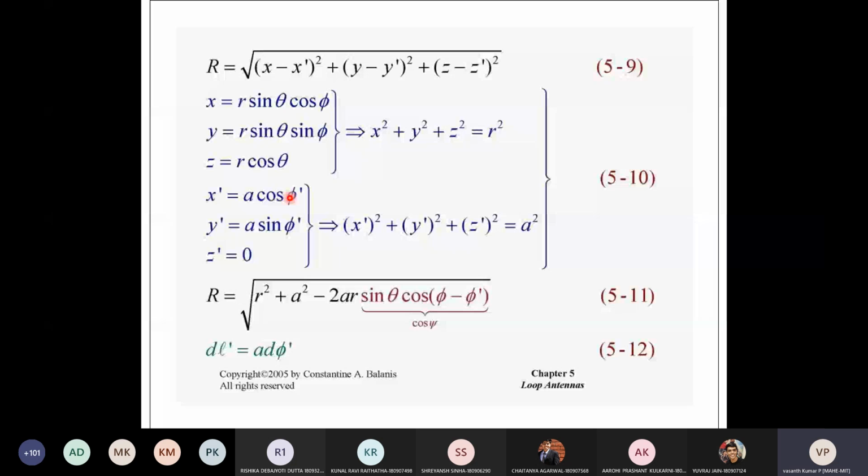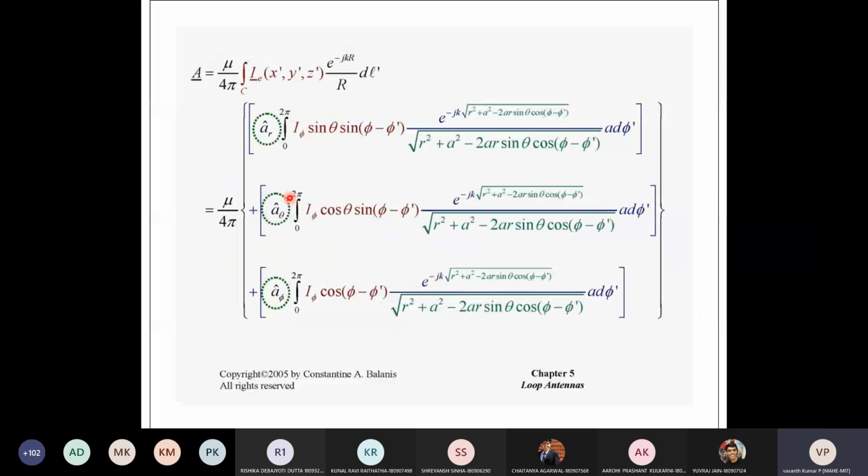The exact calculation of the difference between capital R and small r is this. We will not bother about this; it is not required for you. Now we will find A using this formula.